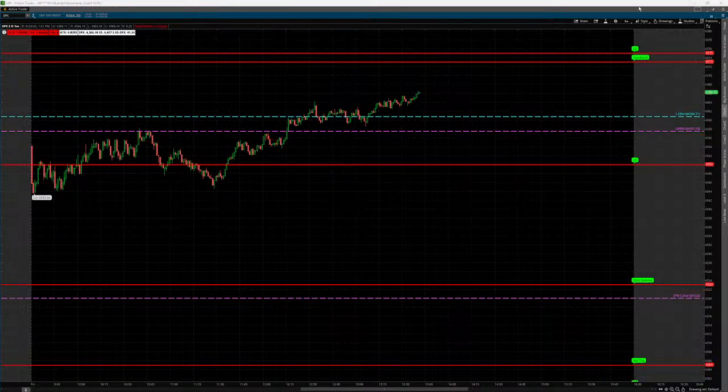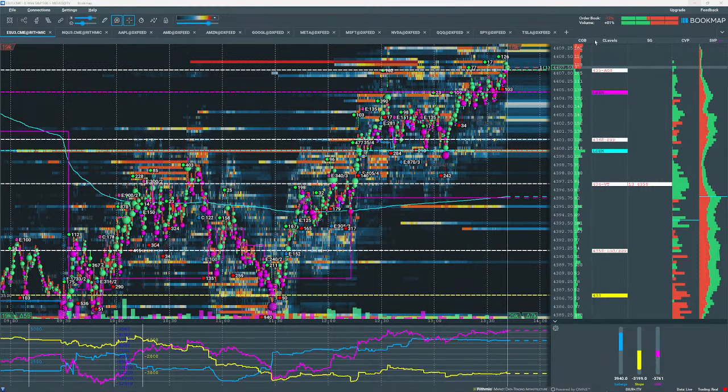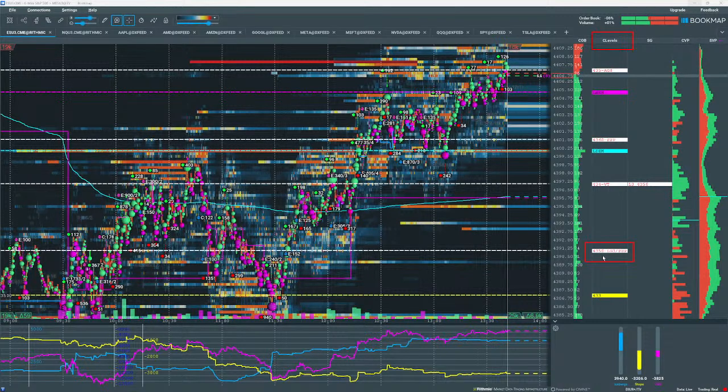All right, let's take a look at Bookmap now. So on Bookmap, I have my cloud notes here, and I have SPX levels. So there's the 4350 level, SPX 4350, that was expected to act as support. That was noted as support in the SpotGamma AM Founders Note today.